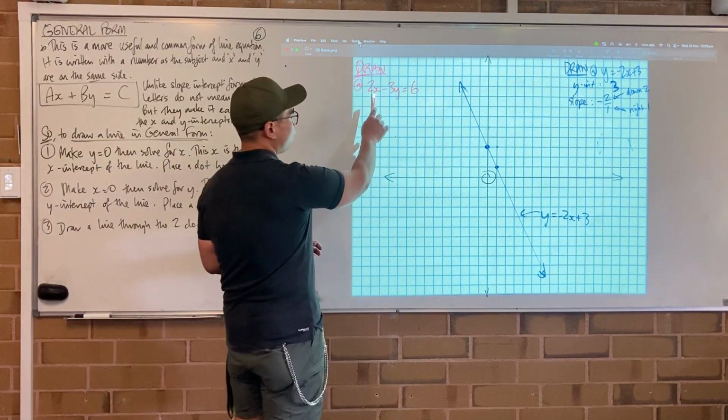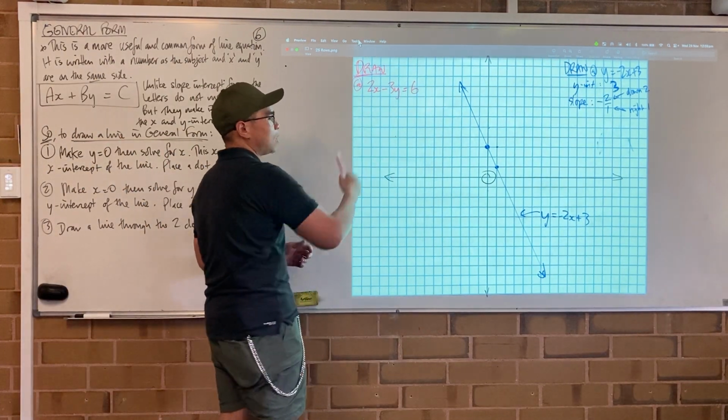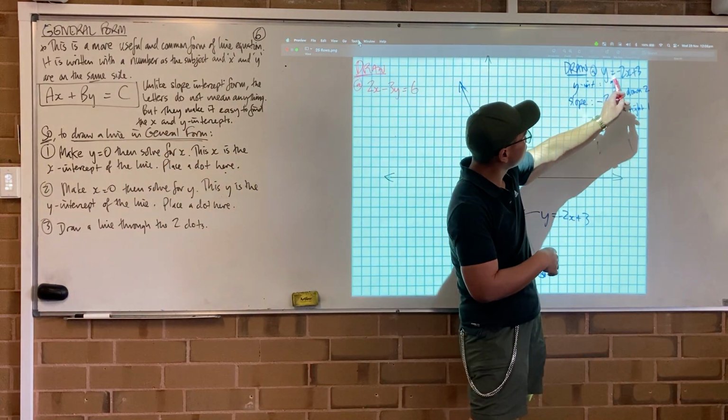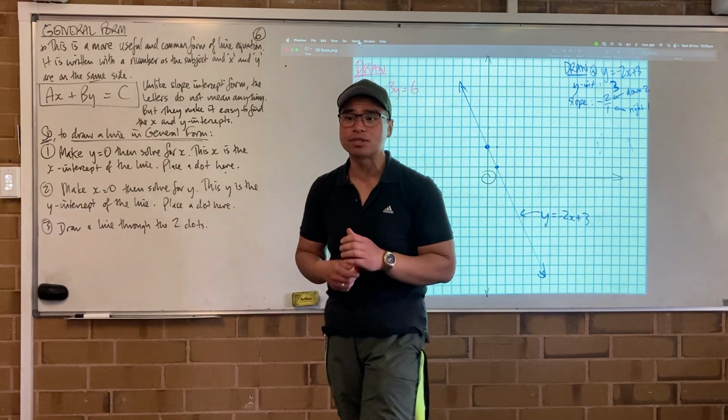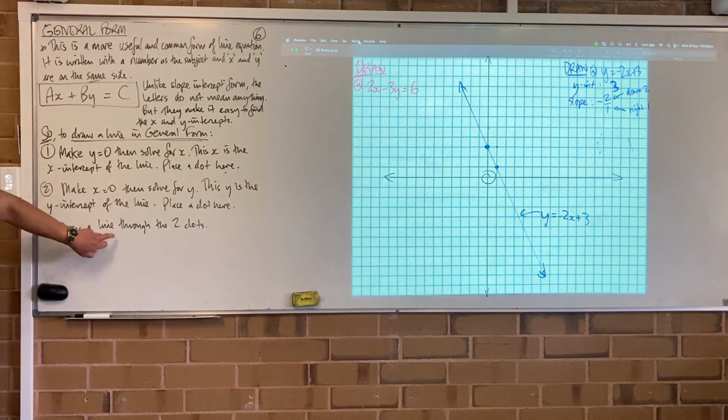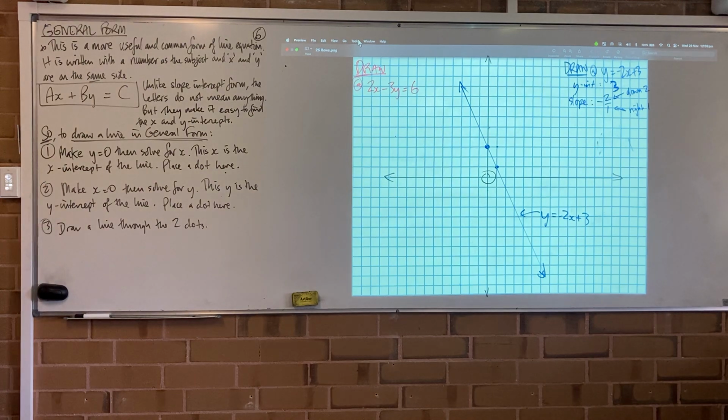This is in general form. Why? Because x and y are both on the same side. This one is slope-intercept form because what can you say about x and y? Are they on the same side? No, they're on opposite sides to each other. So I need to use this technique to draw this line.